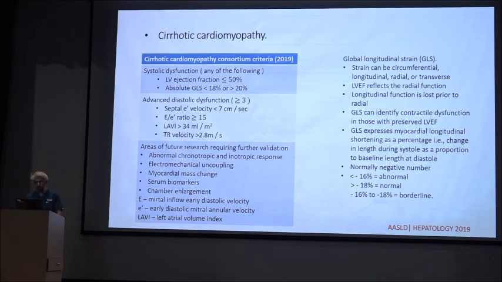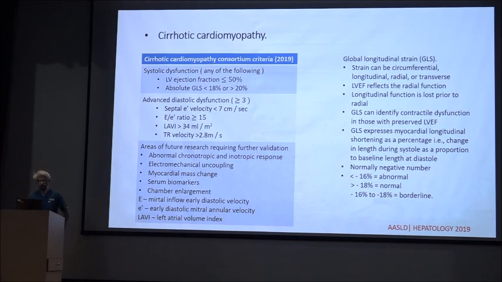GLS can identify the contractile dysfunction in those with preserved LVEF, and it expresses the myocardial longitudinal shortening as a percentage, that is change in the length during systole as a proportion to the baseline length at diastole. It's normally a negative number, and values of less than -16 are considered abnormal, whereas more than -18 is normal, and -16 to -18 is borderline.